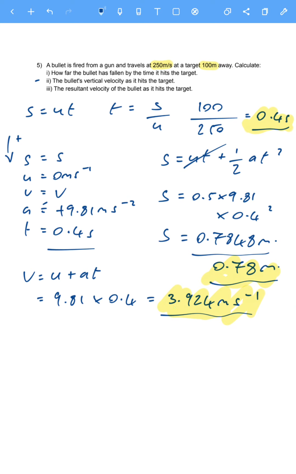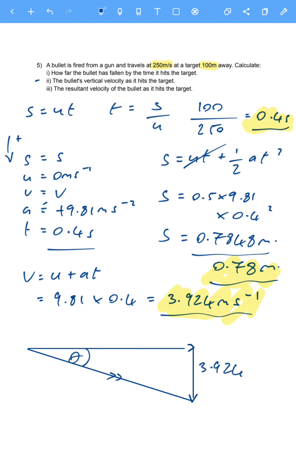Okay, so the last bit, the resultant velocity of the bullet as it hits the target. So, well, we've got two velocities now. We've got the horizontal velocity of 250 meters per second and the vertical velocity of the 3.924 meters per second. And what we need to do is find the resultant. And we can also find an angle while we're at it, because obviously velocity is a vector, it must have direction. So that's 3.924, and the top one is 250.